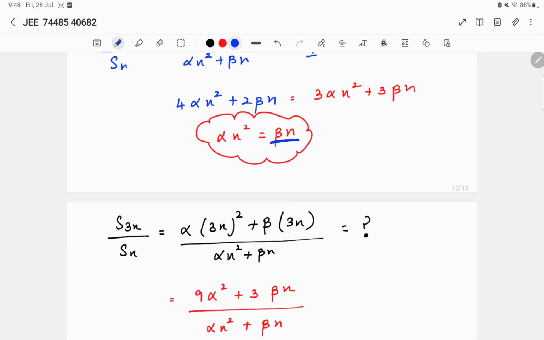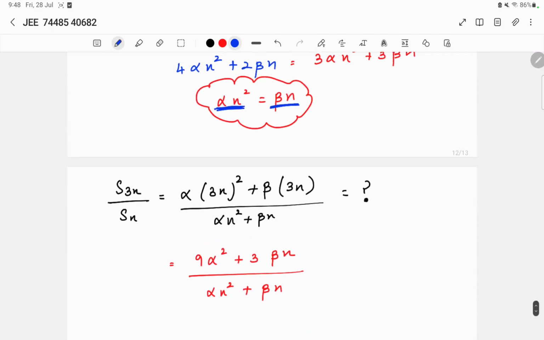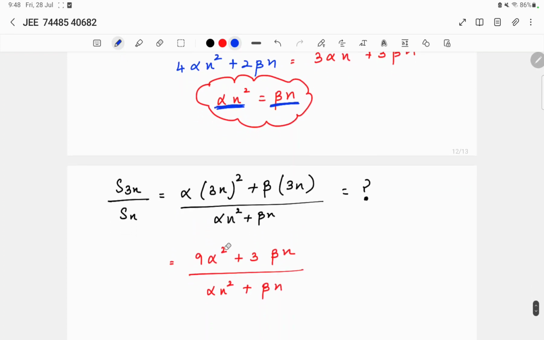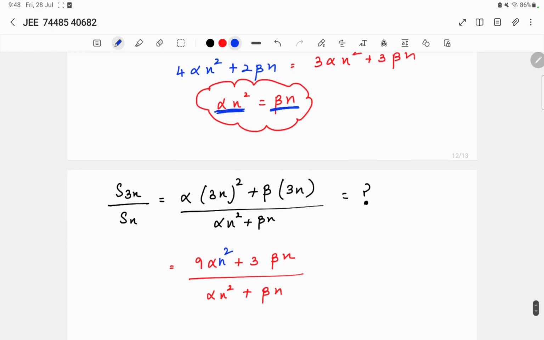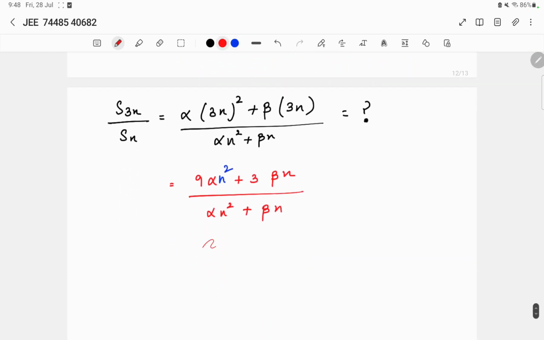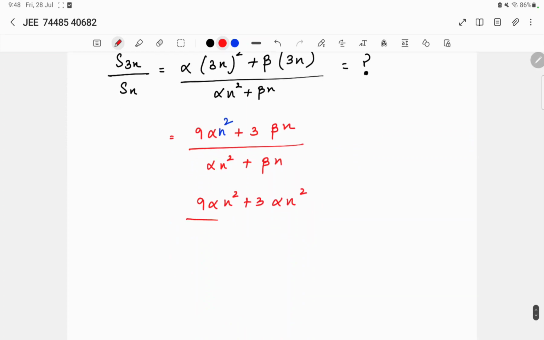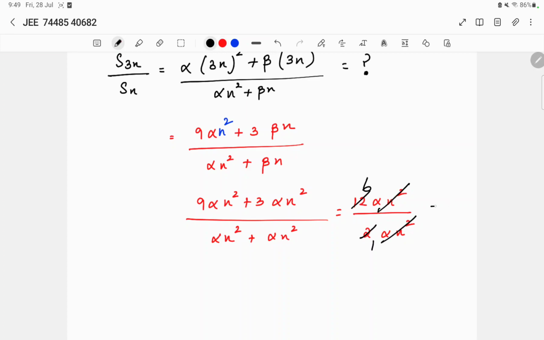Just now I got one relation: in place of beta n I can write alpha n square. So 9 alpha n square plus 3 alpha n square, because beta n can be written as alpha n square. Here also, beta n can be written as alpha n square. Now 9 plus 3 is 12. So 12 alpha n square divided by alpha n square plus alpha n square, which is 2 alpha n square. Now this alpha n square and this alpha n square will get cancelled. 2 6s are 12, so I got 6 by 1.